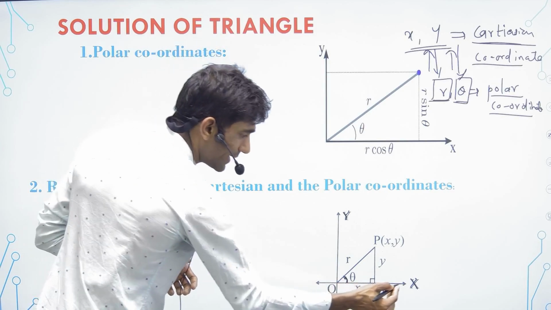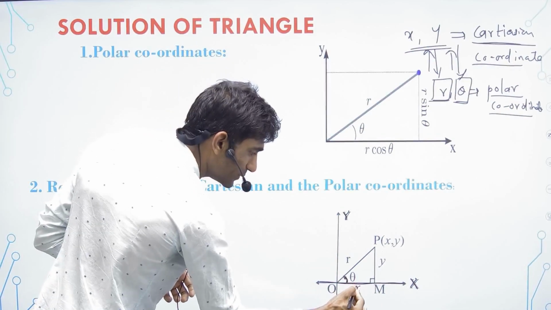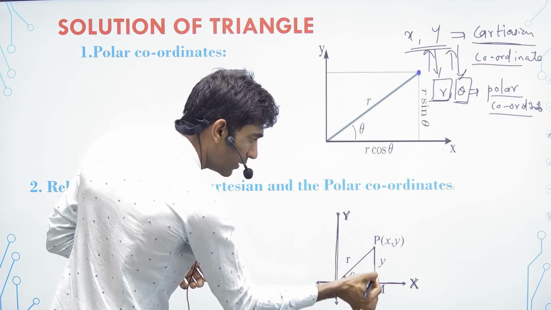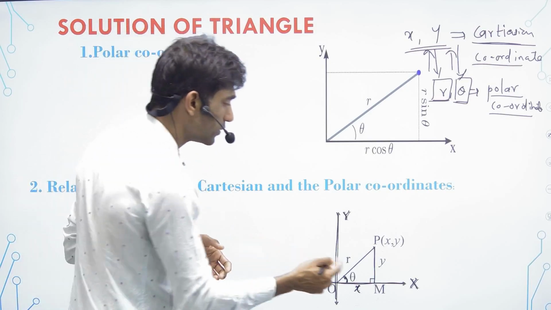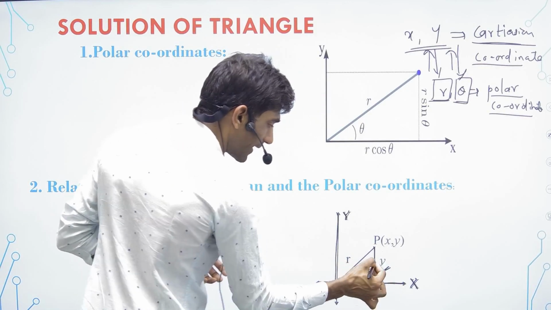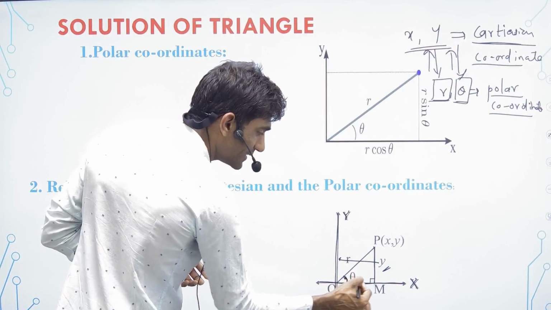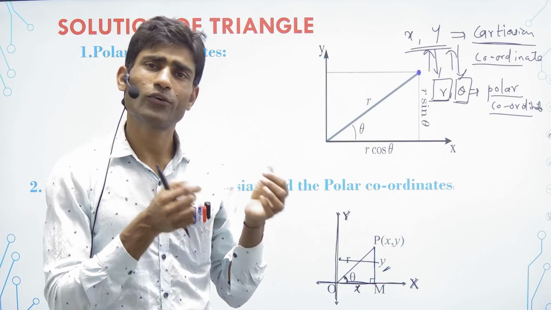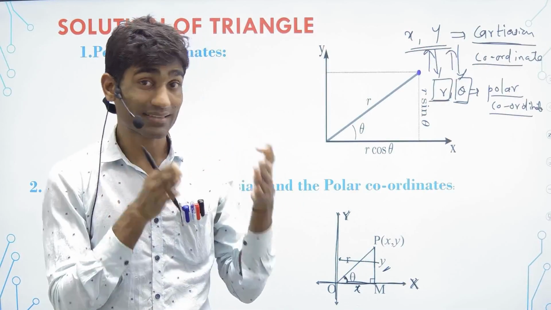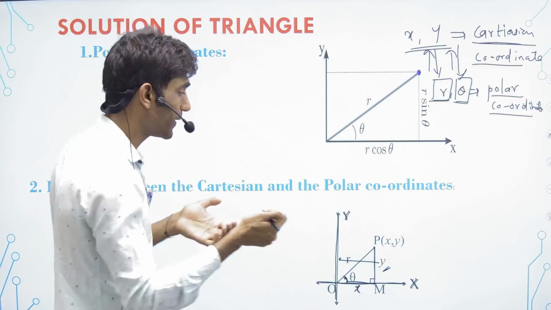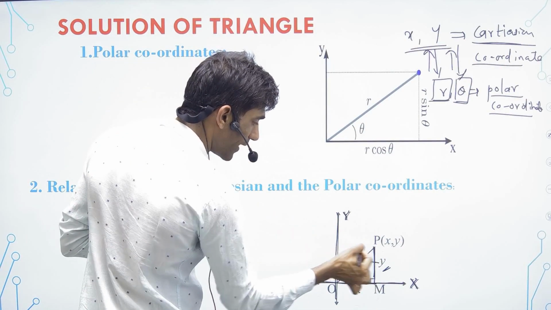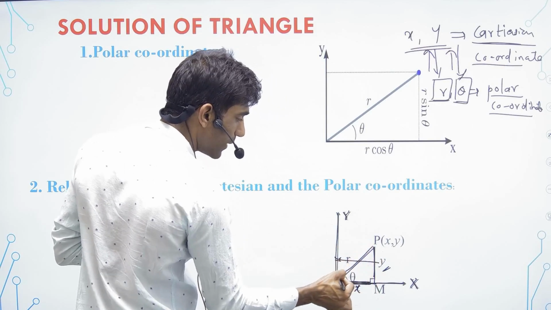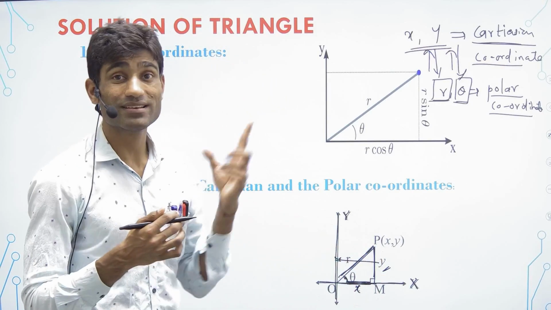The value for x comes from the x-axis, and the value for y comes from the y-axis. We don't have a specific value for x and y, so in general I consider them as small x and small y. Here this one is the small y on this side, this one is the x on this side, and this is the hypotenuse, which is r.